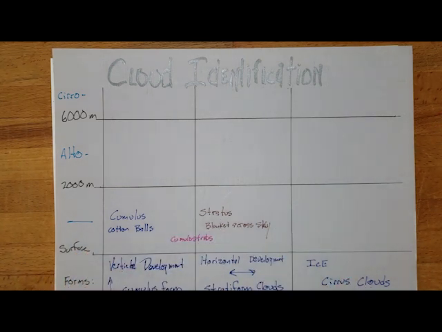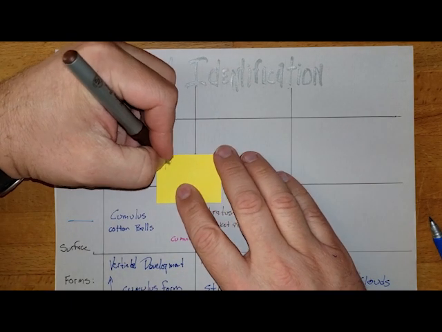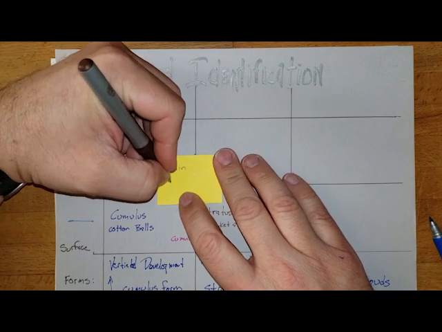Now, there is one other Latin term that we want to throw in here, and this Latin term means rain or precipitation.